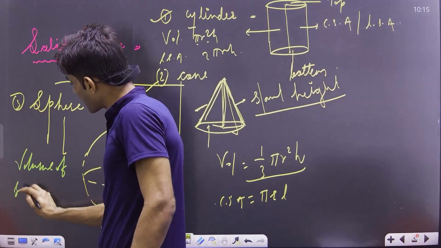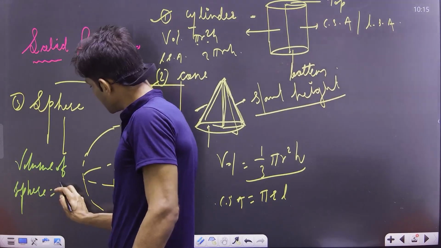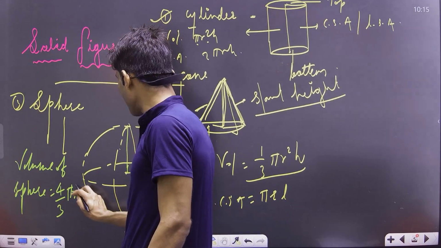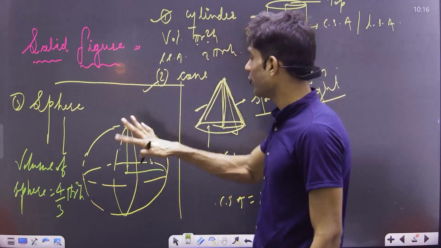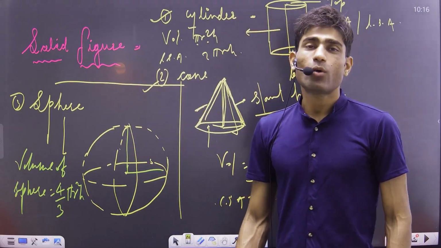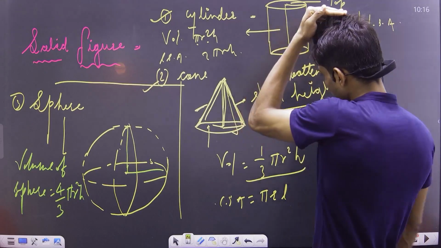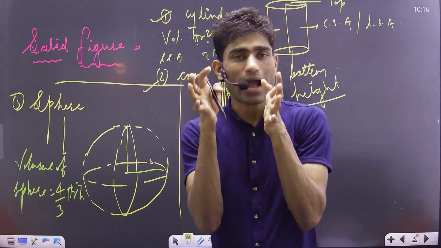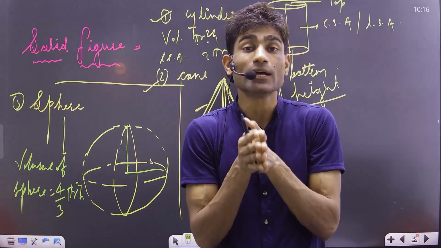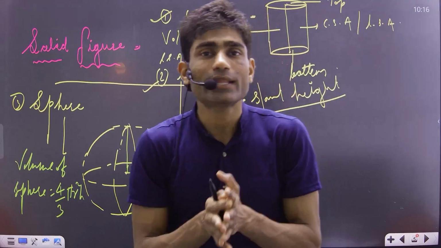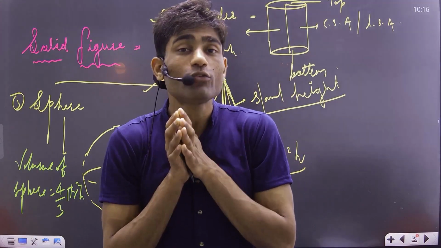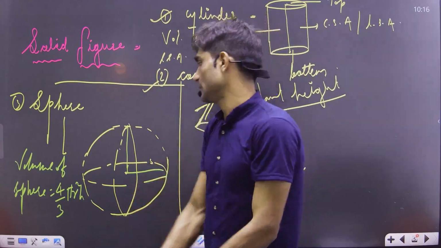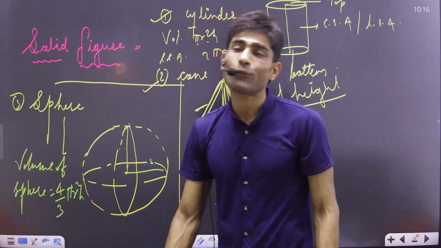Volume of sphere, which is 4 by 3 pi r square h. 4 by 3 pi r square h, which is the volume of a sphere here. Volume of a sphere, it is a spherical shape, and we have to find out its volume. That means how much we have inside there. If you are going to pour water inside the volleyball or football, we have to find out how much water we can pour at a time. So we consider this as the volume of a sphere, 4 by 3 pi r square h.